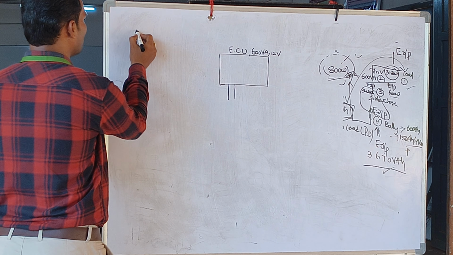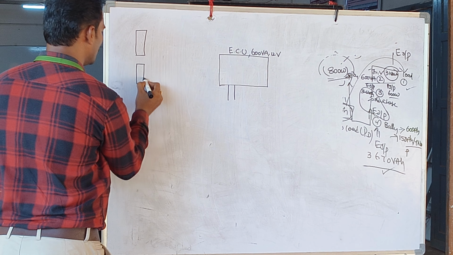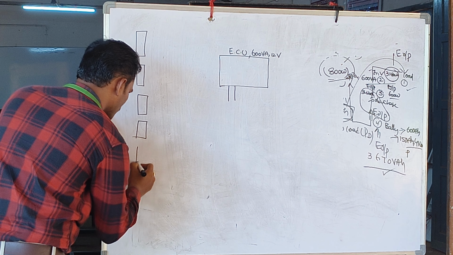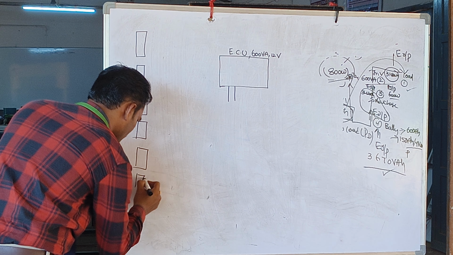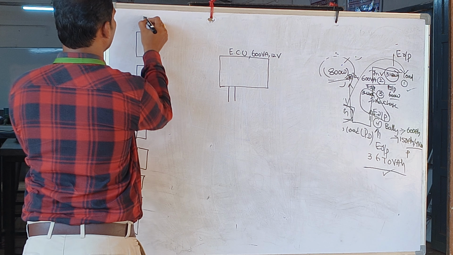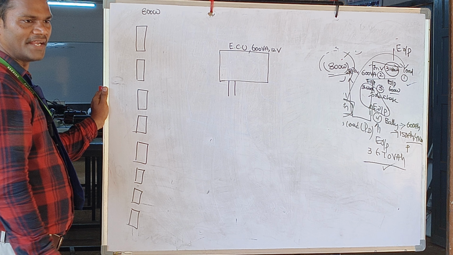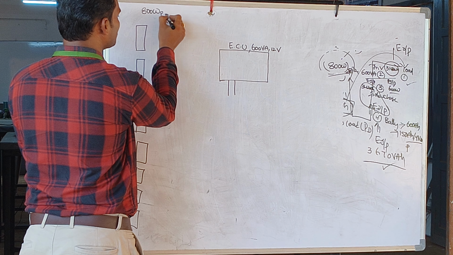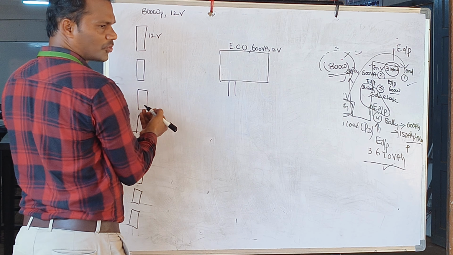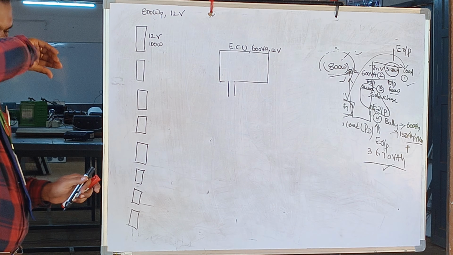And you see here, I am selecting a solar panel of 1, 2, 3, 4, 5, 6, 7, 8. And what is the system required? What is the system wattage required? 800 watt peak. And what is the system voltage required? 12 volts. Each solar panel rating is 12 volts. And the rating of each solar panel is how much? 100 watt.